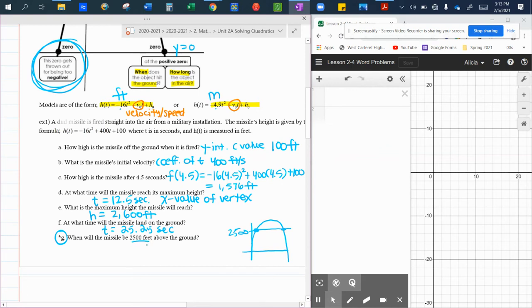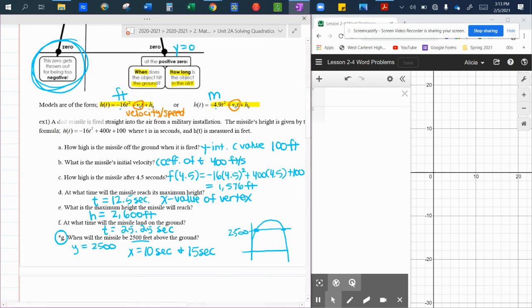So understand that feet is y. So if I have the line y equals 2,500, that's going to cross my graph at x equals 10 seconds and x equals 15 seconds.